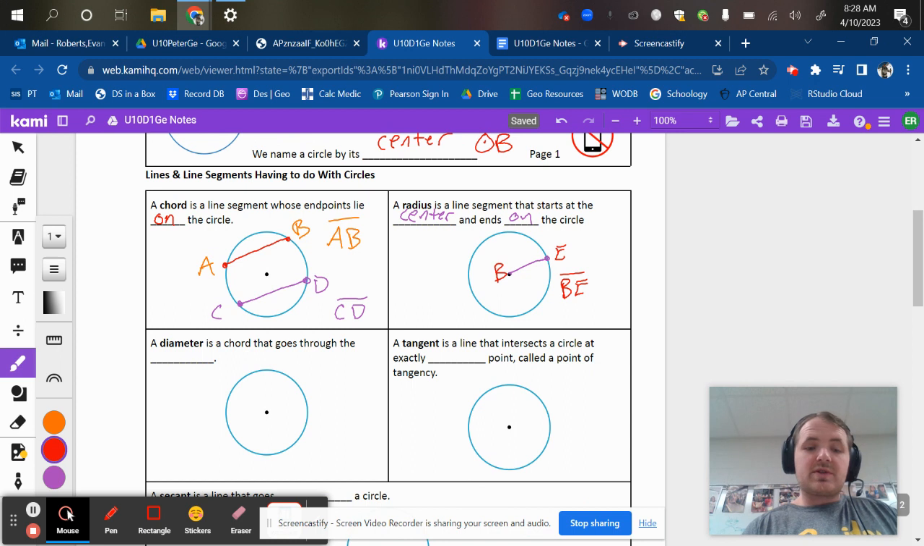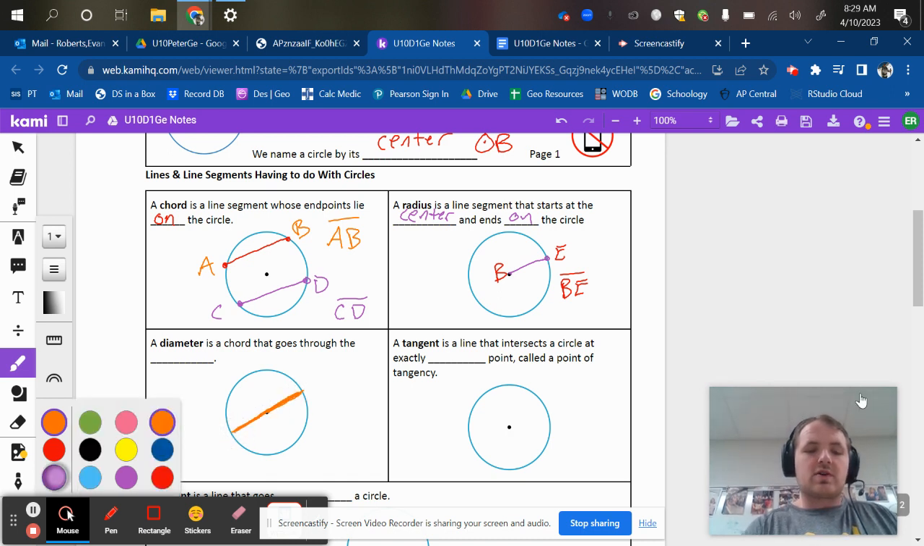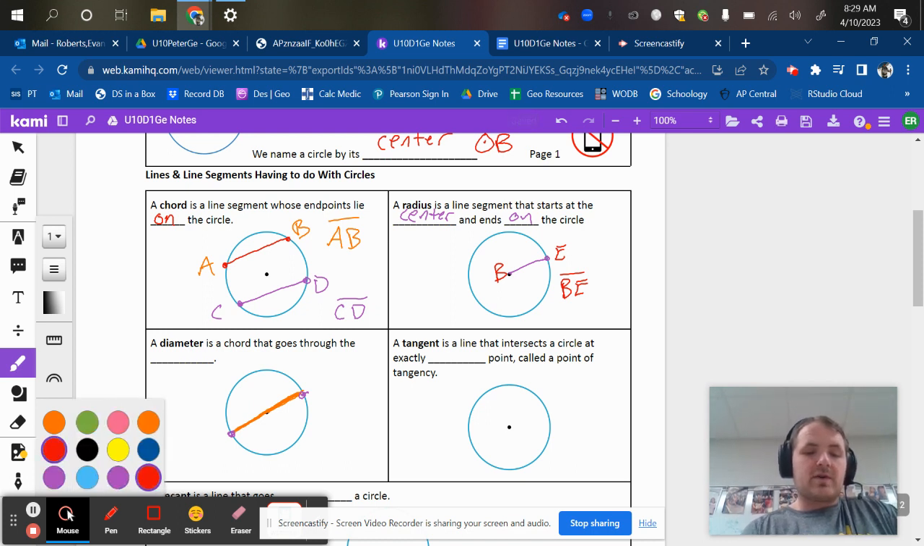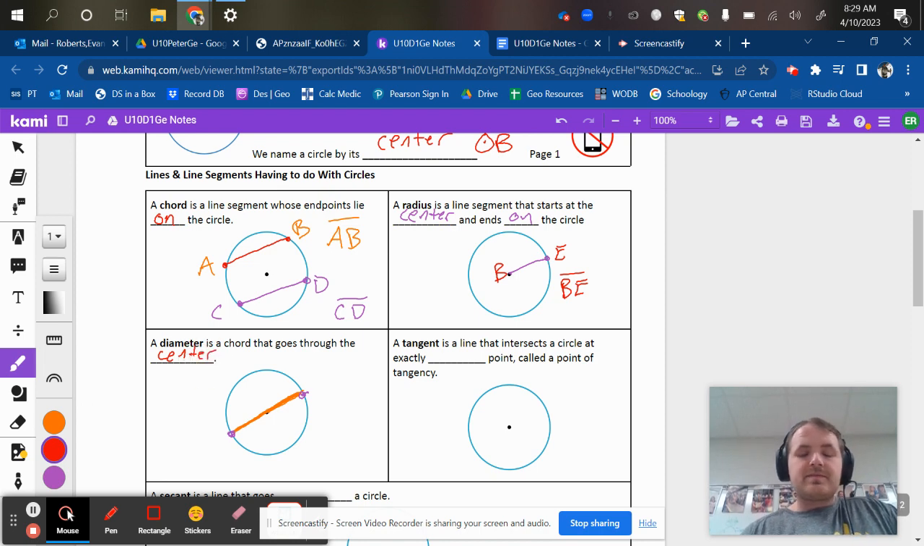Diameter, similar to the radius, is just 2 of them put together in a straight line. So diameter starts out from the center, and we're making sure we go perfectly through it. It's a combination of a radius and a chord: it's a chord since it connects 2 endpoints, but it's a combination of 2 radii because they both go to the center. So a diameter is a chord that goes through the center.